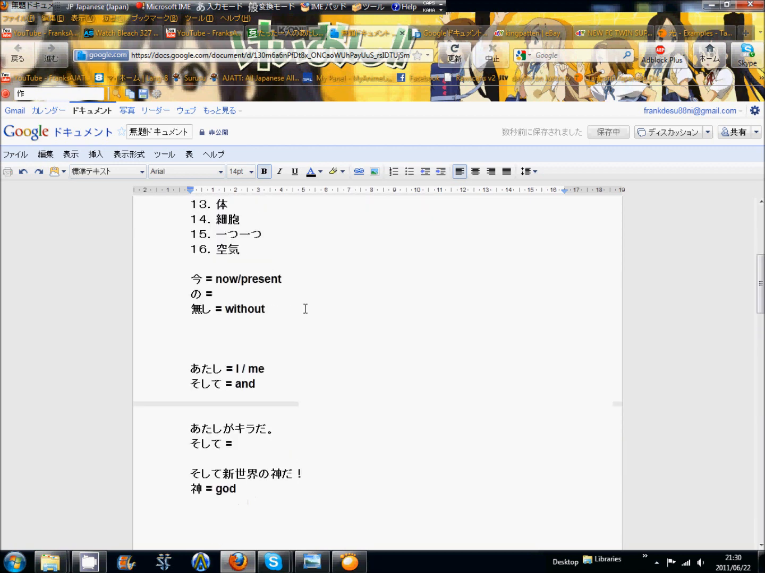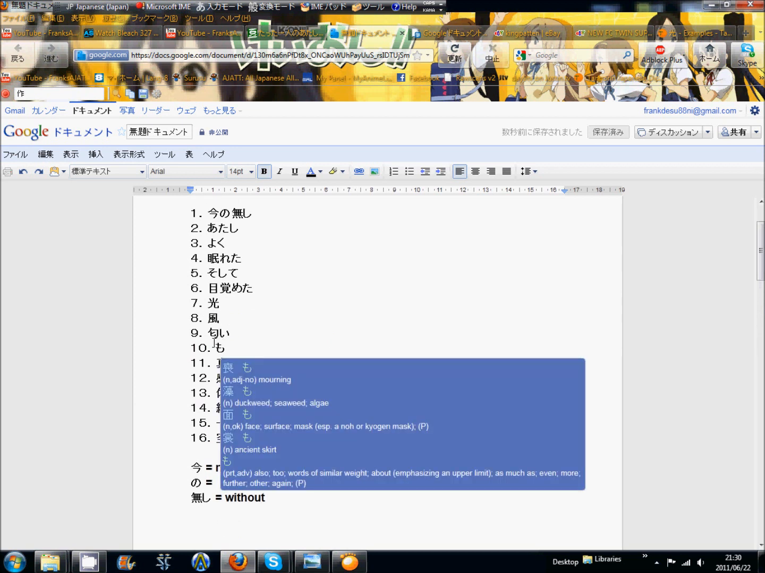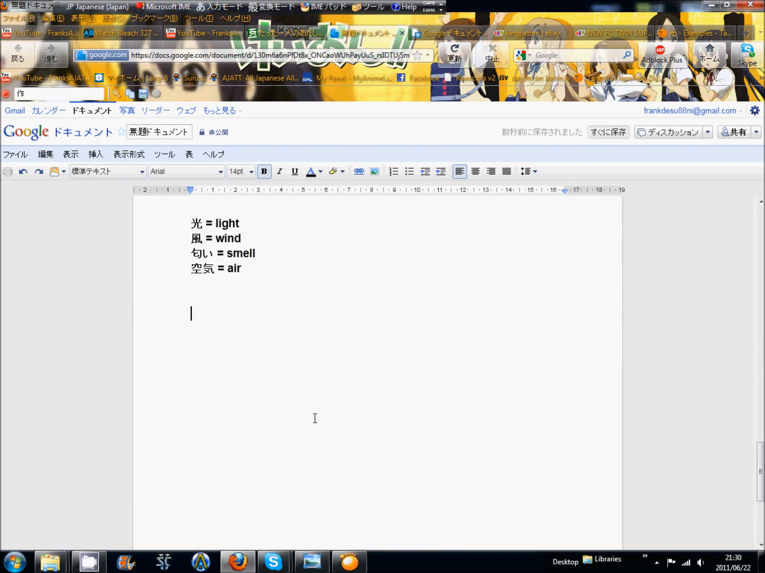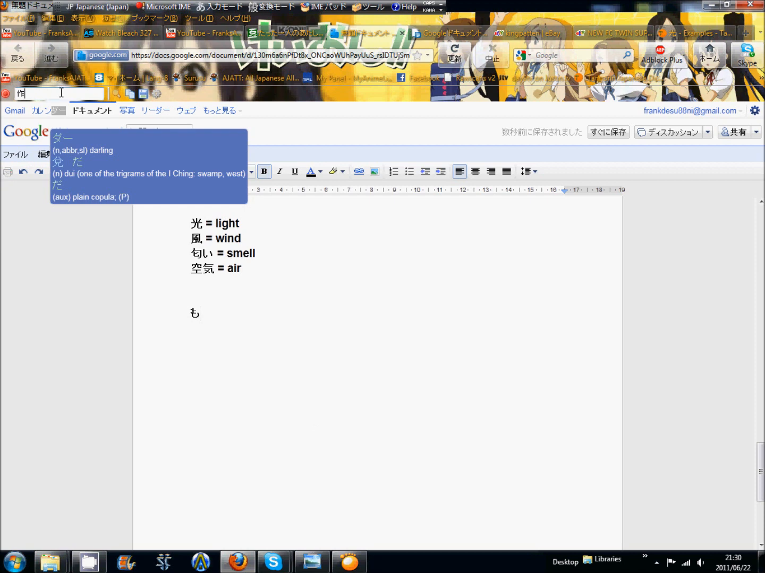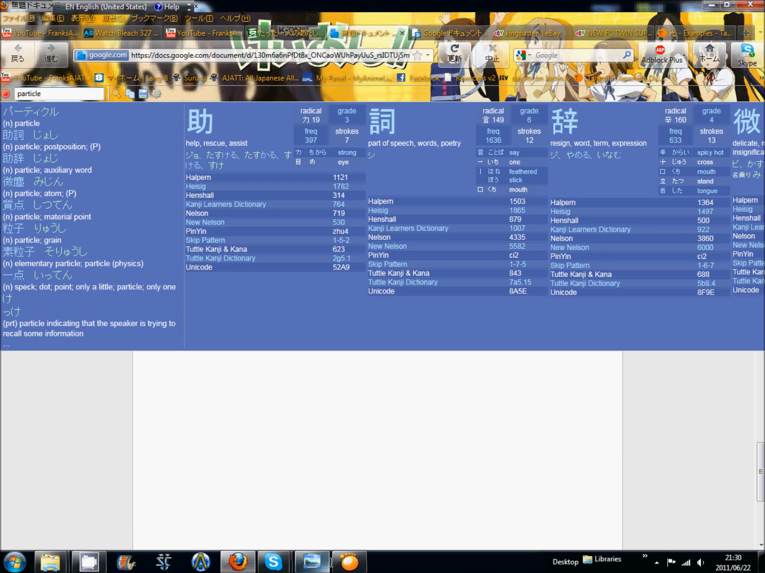So, moving on. The next one we're going to look at is the particle mo. Right? Yeah, it's a particle. Is it considered a particle? It is. Okay, cool. Yes, it's not actually a vocab. It's not a tango. It's a particle. Actually, I don't know how to say particle in Japanese. I'm kind of curious. How do you say particle? Joshi is particle. Okay, cool. Joshi. Yeah, I think that's actually the one we're looking at, Joshi is particle. Cool.